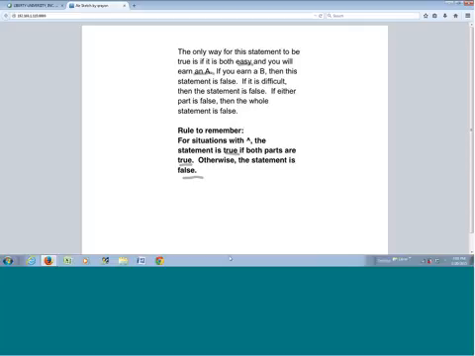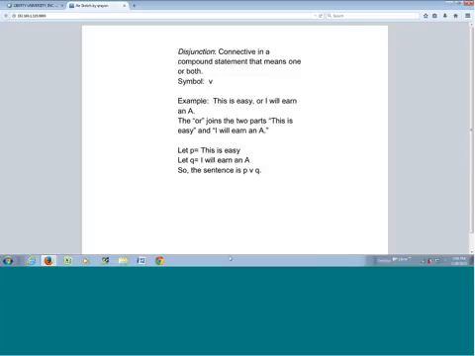So far we have 2 rules to remember, and we're going to have a total of 5. So we're moving along here.